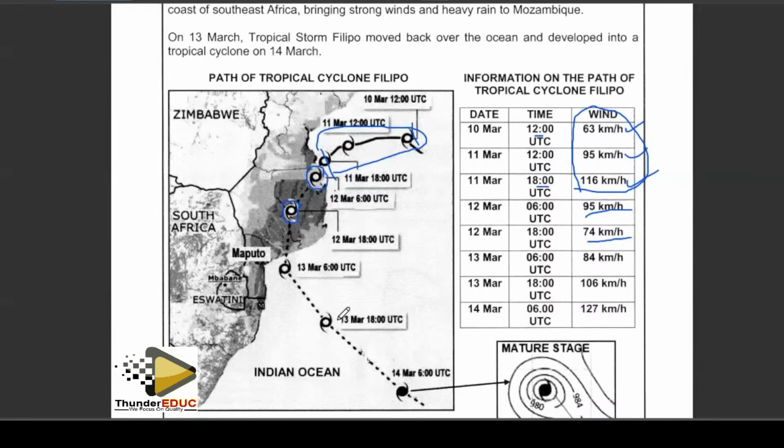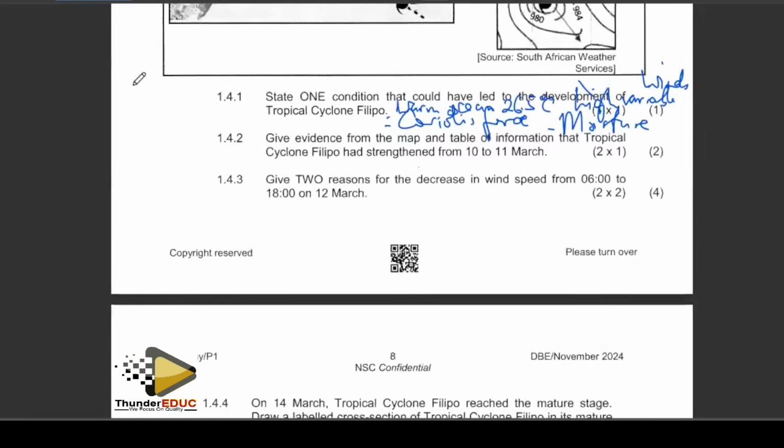At 6 in the morning, it was just approaching land. But at around 6 later in the evening, it was in the midst of Mozambique, somewhere over land. So we are looking at the conditions that caused the system to lose its strength as it was moving over the land. That is the question, to be specific. So the conditions there, we can talk of frictional drag. Frictional drag, we are saying, the system now is moving over a rough surface.